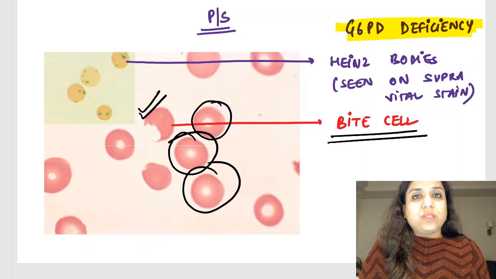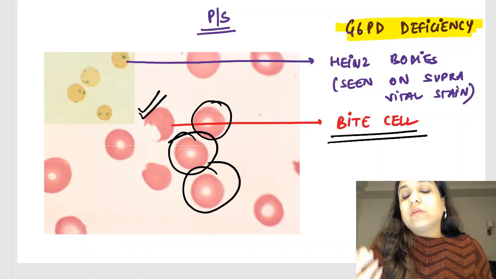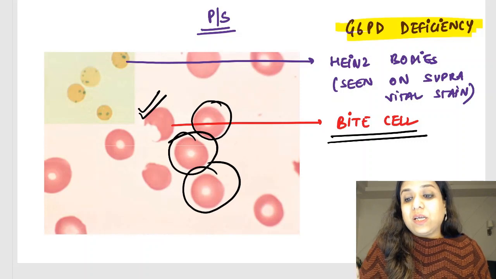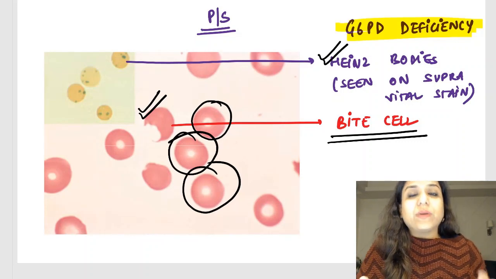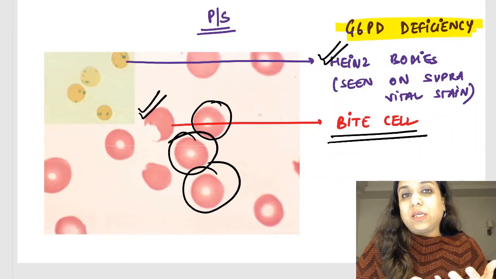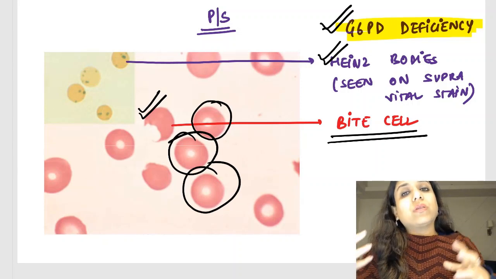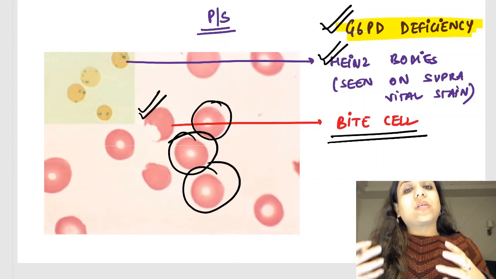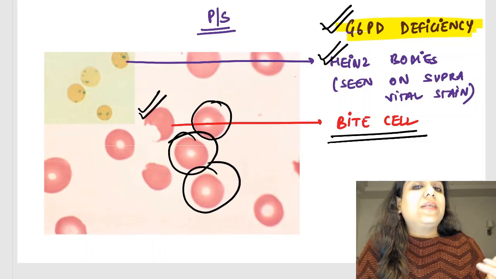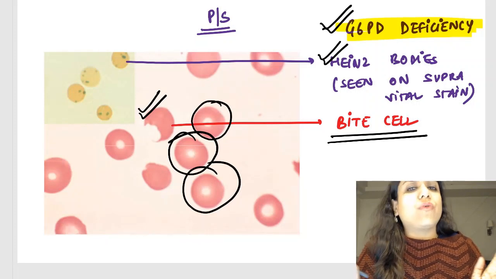And also, students, when we do a vital stain on them, the vital stain is brilliant cresyl blue or new methylene blue, what we see are Heinz bodies. If the examiner asks you, bite cells and Heinz bodies are seen in, the answer is G6PD deficiency. So the peripheral smear questions can come in various forms. Either they can directly ask you a question, bite cells are seen in which disorder? These kinds of questions were asked in the past 4-5 years.